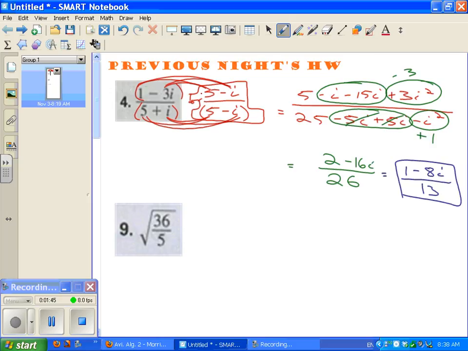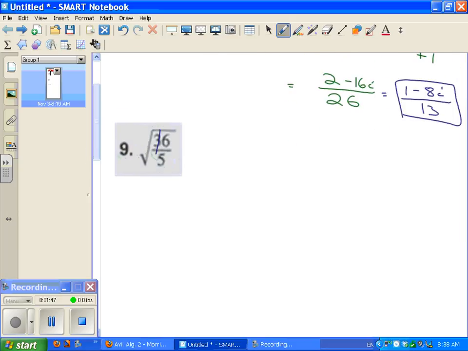All right, now, number 9 here. What this really means is square root of 36 over the square root of 5. You can break it up. Now, what is the square root of 36? All right, so that's a nice number. So now what I really have is this. And I'm not allowed to have a square root in the denominator.